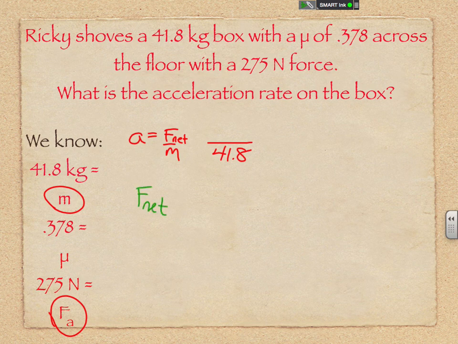How do I know I want to use the one going side to side? Because he's shoving the box across the floor. That sounds like side to side to me. So that's how you decide. It's not very hard. So the F net one again, that's going to be my applied force plus or minus my friction force. So then I say, hey, what's my applied force? That's going to be 275.